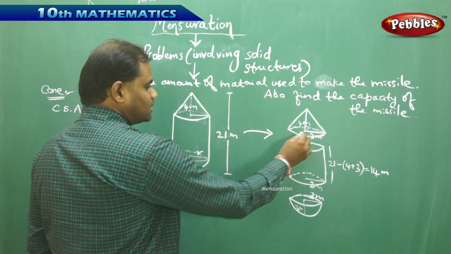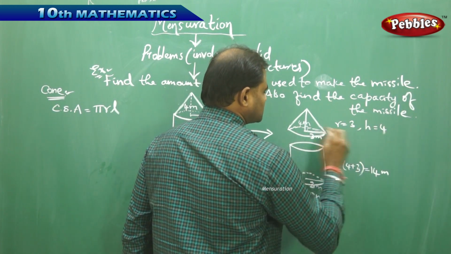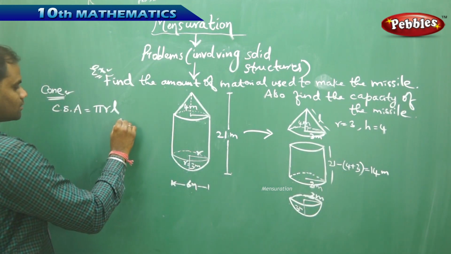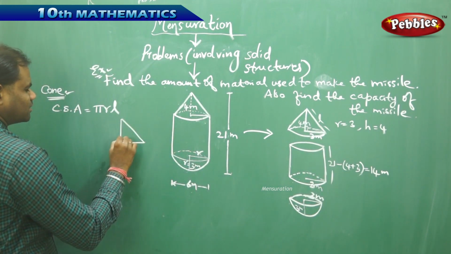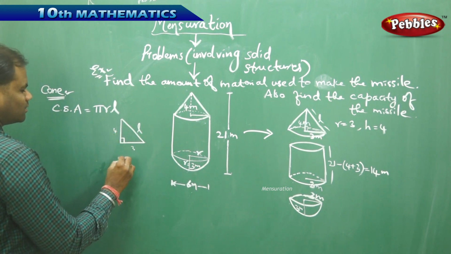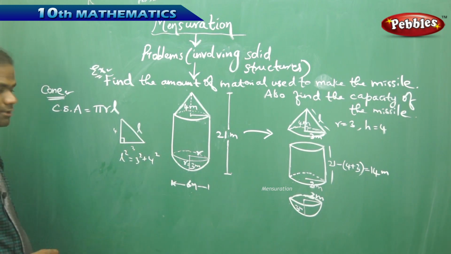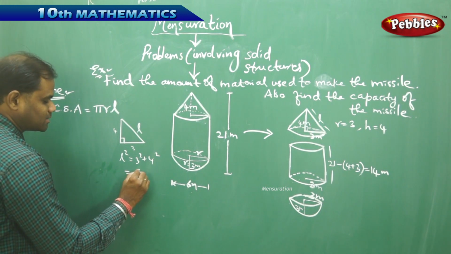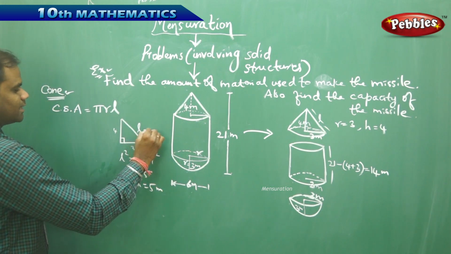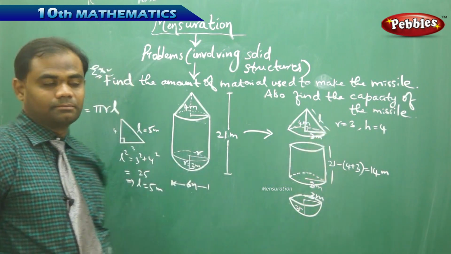Now, the radius here is 3 and the height here is 4 meters. Therefore, the slant height is something which I need to find using the right angle triangle, because it's a right circular cone. L square is 3 square plus 4 square. Using the Pythagoras theorem, I get L square is 9 plus 16, which is 25. That implies L is 5 meters. Therefore, the slant height of the cone is 5 meters.